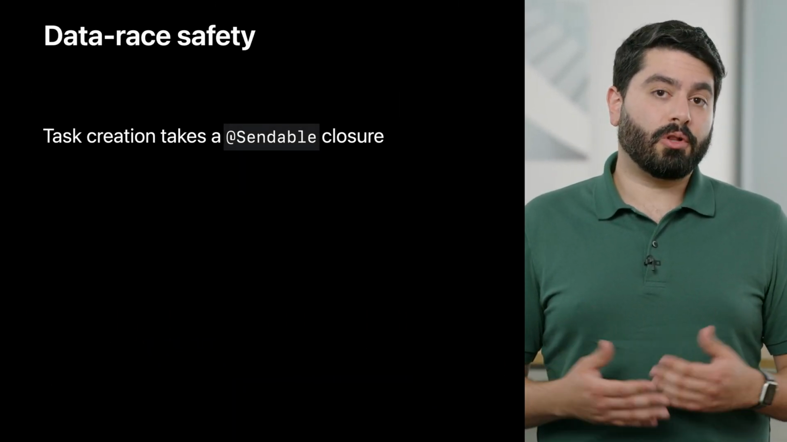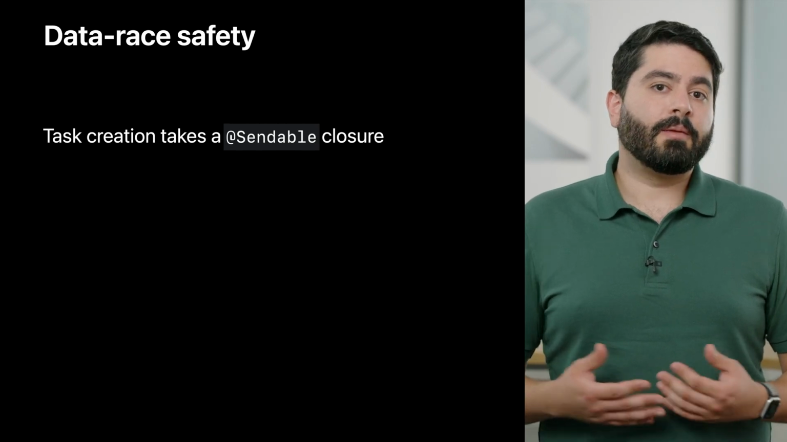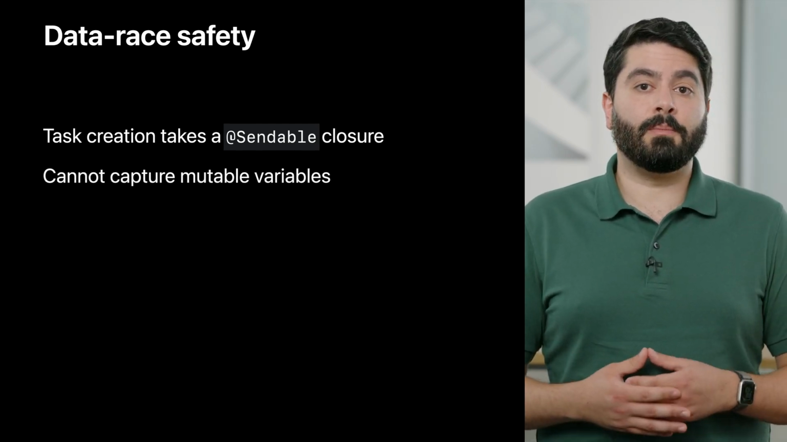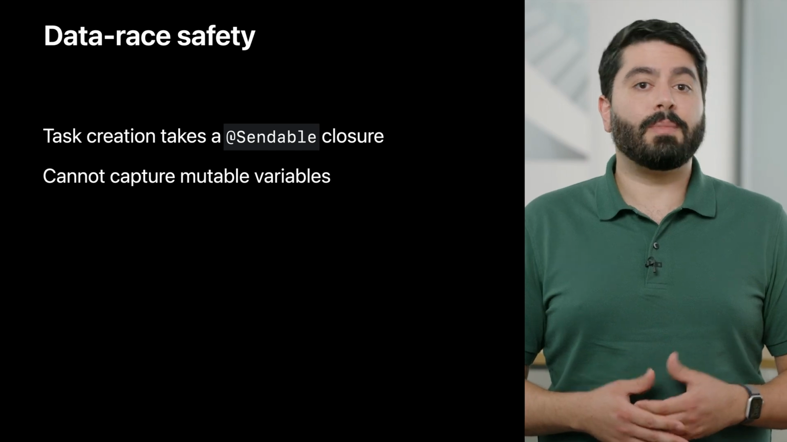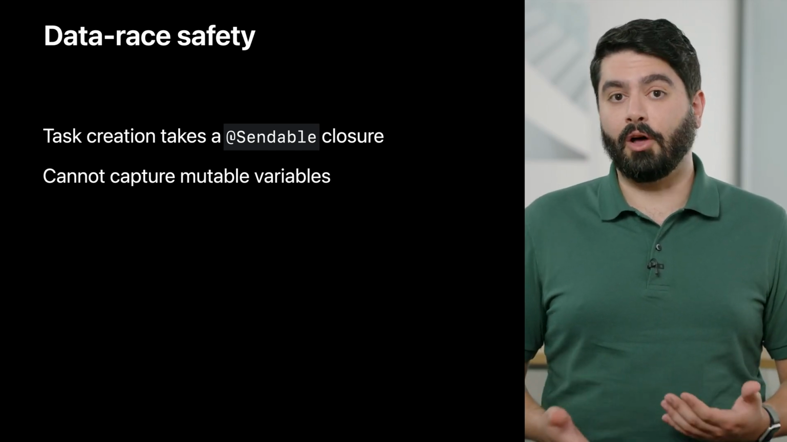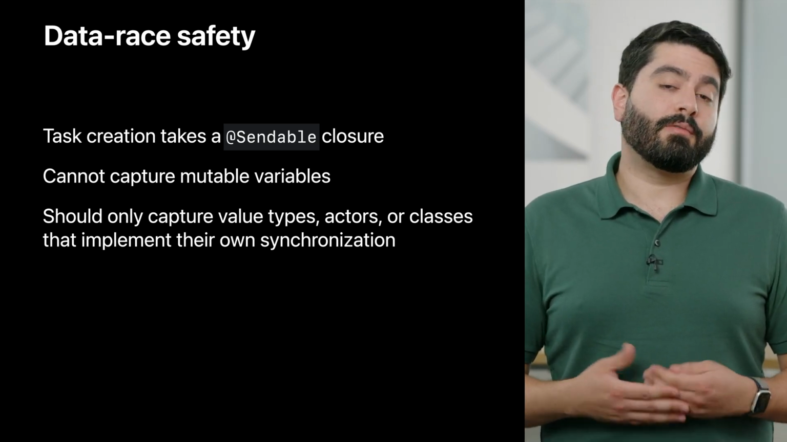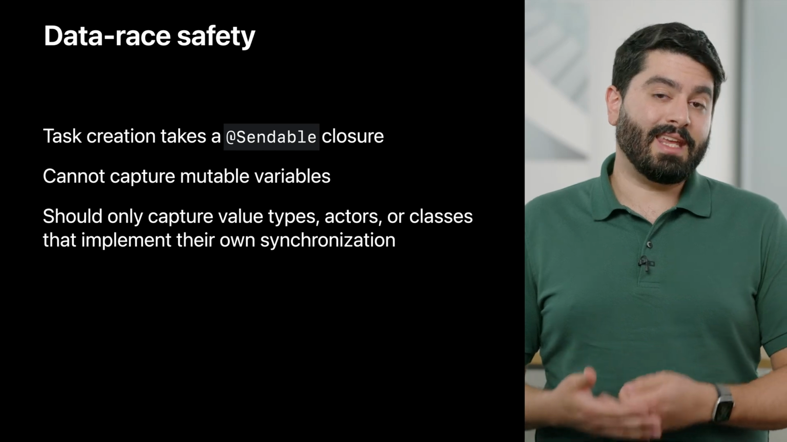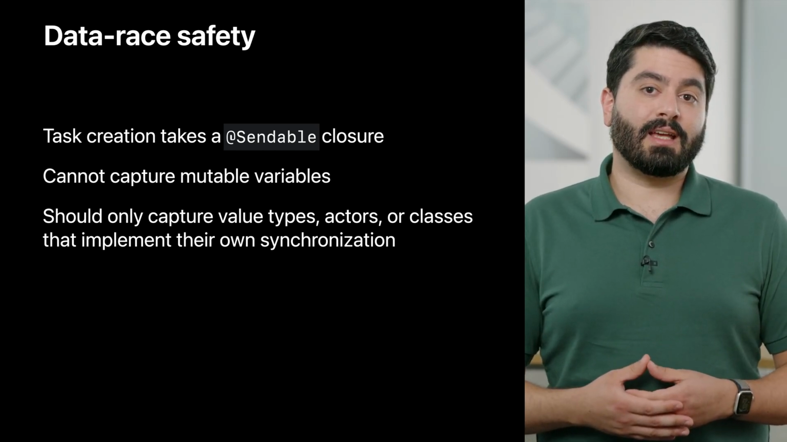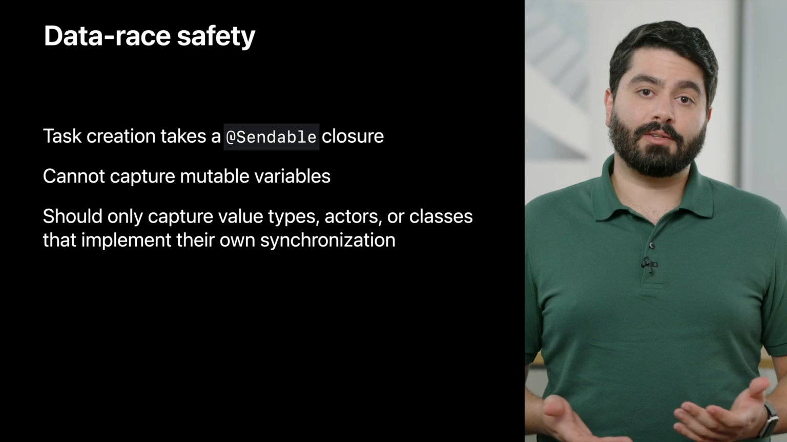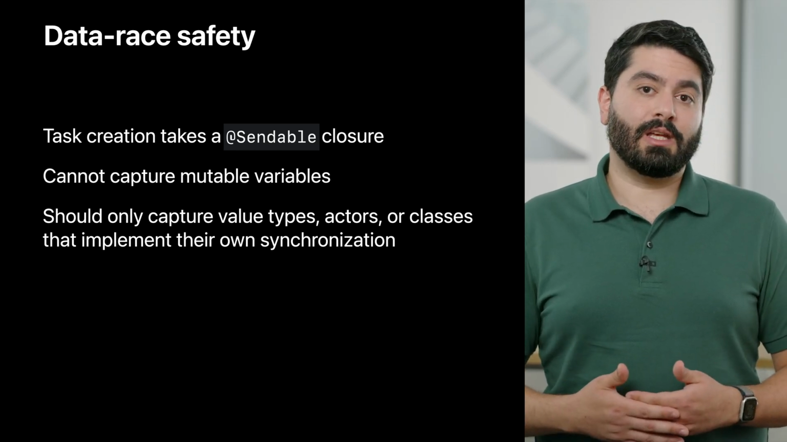In the past, you had to investigate those bugs yourself, but Swift provides static checking to prevent those bugs from happening in the first place. Whenever you create a new task, the work that the task performs is within a new closure type called a sendable closure. The body of a sendable closure is restricted from capturing mutable variables in its lexical context, because those variables could be modified after the task is launched. This means that the values you capture in a task must be safe to share. For example, because they are value types like int and string, or because they are objects designed to be accessed from multiple threads, like actors, and classes that implement their own synchronization.